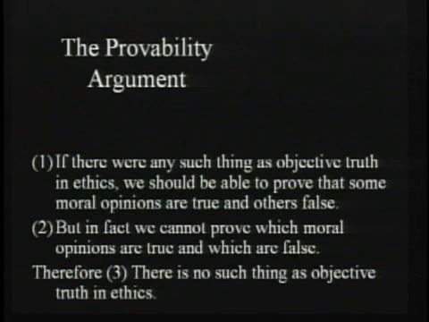Again, here's how the abbreviation scheme works. Call the claim that there's such a thing as objective truth in ethics O. Call the claim that we can prove that some moral opinions are true and others false, P. Using that scheme of abbreviation, what does premise 1 of this argument say? False. Sorry? First one is false. No, it doesn't. I mean, that's the right sort of thing, because that would be another way to put what you said, that the first one is false, would be to say not O. But premise 1 does not say not O. It says something different.